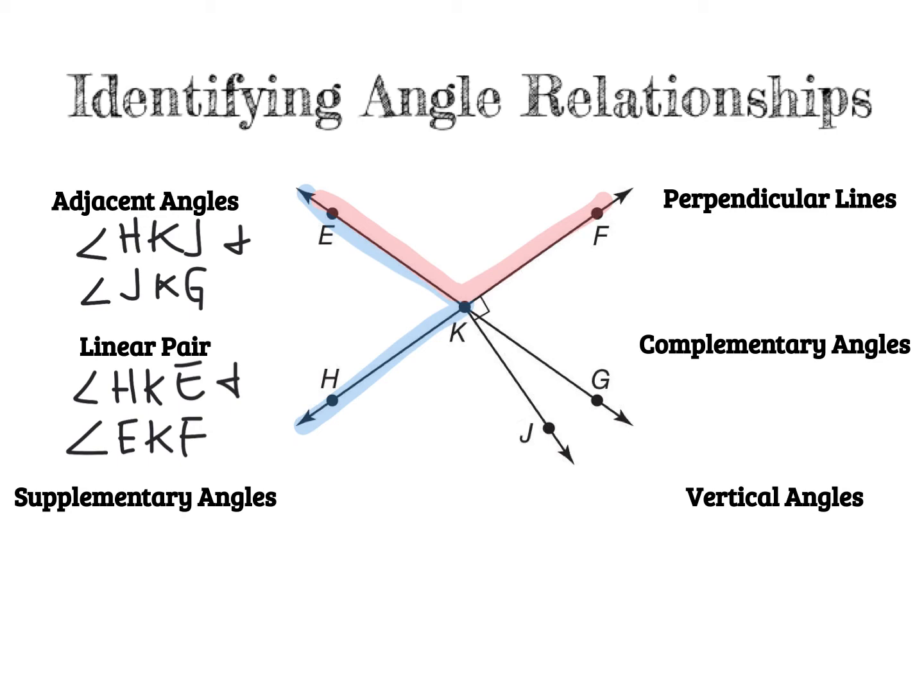All right, let's talk about supplementary angles. Supplementary angles are angles that add up to 180 degrees. So any 2 angles that add up to 180 degrees. They don't have to be adjacent like a linear pair, but they do have to add up to 180 degrees. So we will go with these 2. Let's say we have angle HKG and the other example could be FKG. Together, notice how they form a line as well, and they add up to 180 degrees.